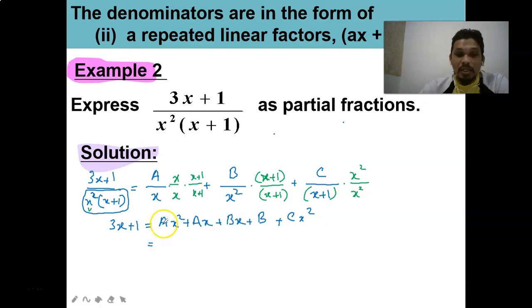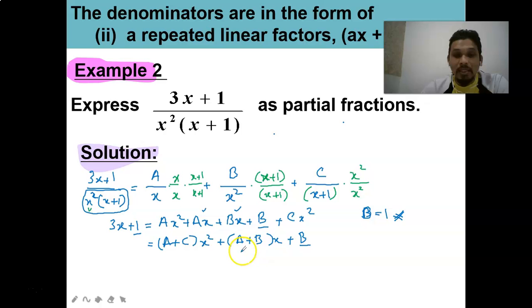Okay, so ax squared with cx squared. a plus c times x squared, plus now the coefficient of x and also x, a plus b times x, and plus a constant of b. Okay, now let's compare the constant with constant. So clearly that b equal to 1.